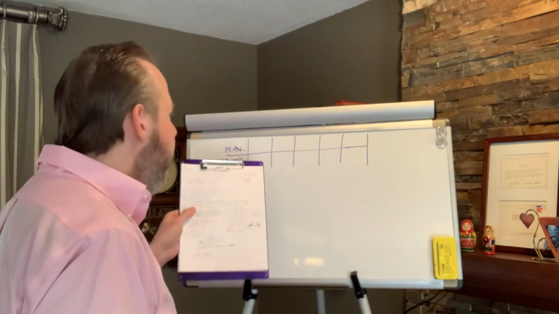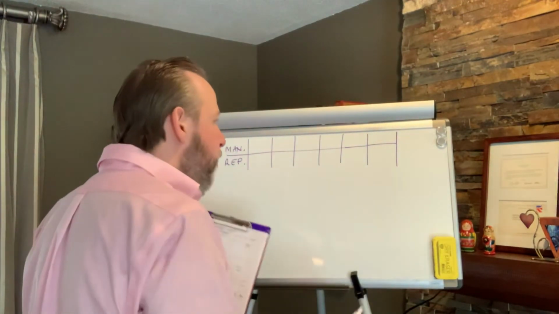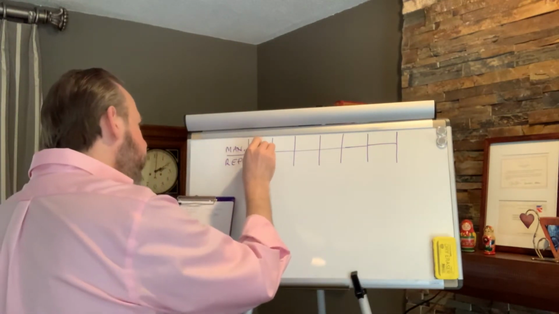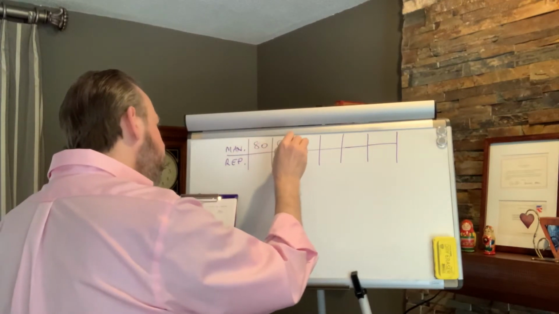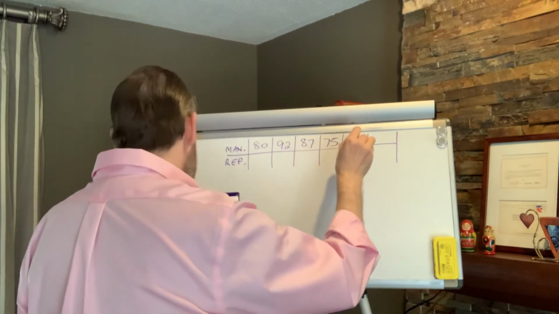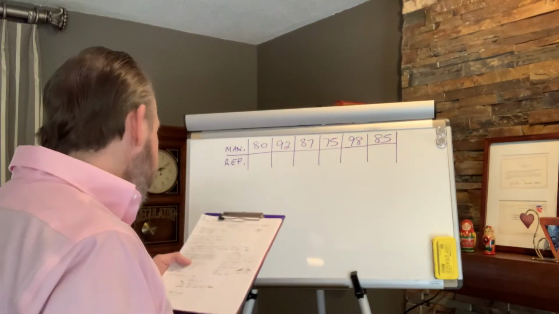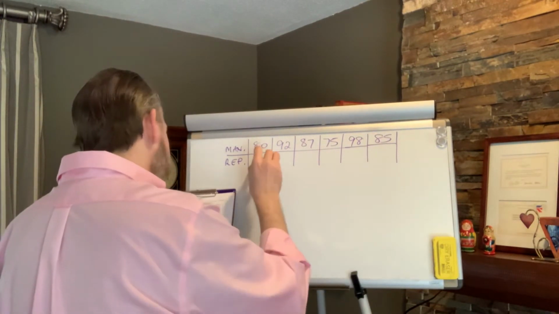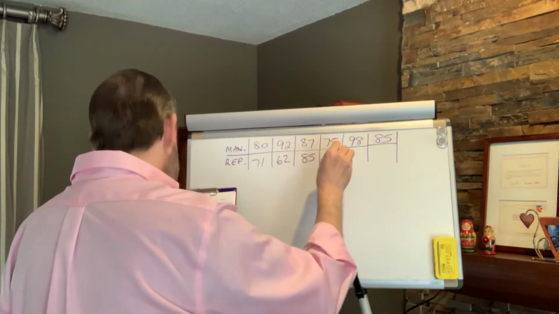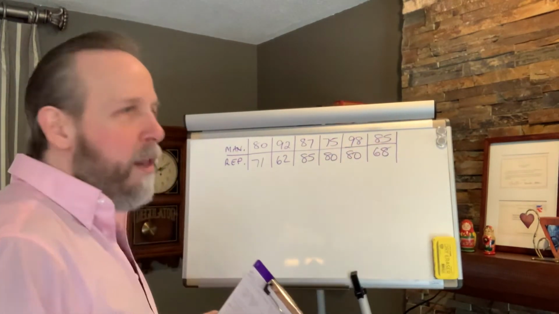And we're only going to look at 6 people, 1, 2, 3, 4, 5, 6 people from each of those job descriptions. And here's how much money they made. The managers made, one made 80,000, one made 92, one made 87, one made 75, one made 98, one made 85. They're in no particular order. And here's the account representatives. One made 71, 62, 85, 80, 80, and 68. Again, in no particular order.